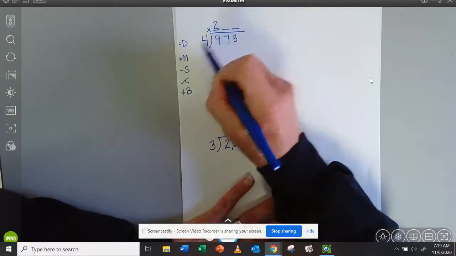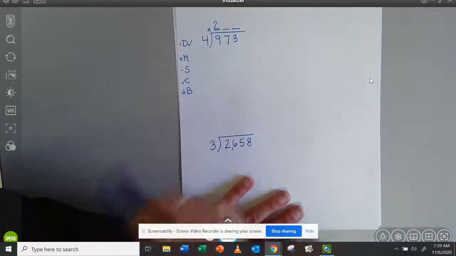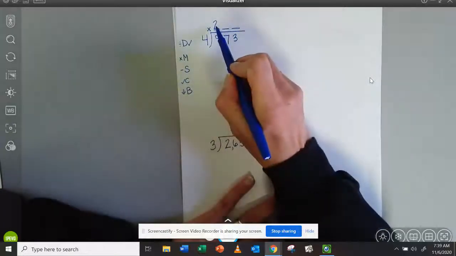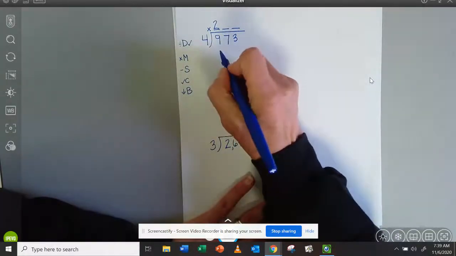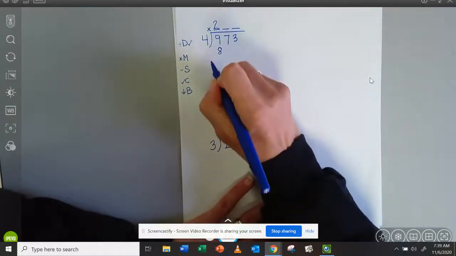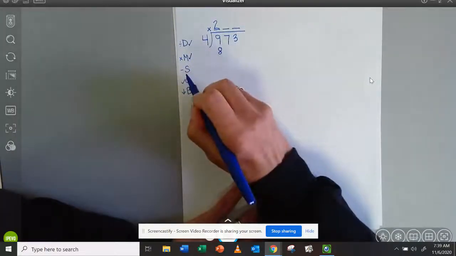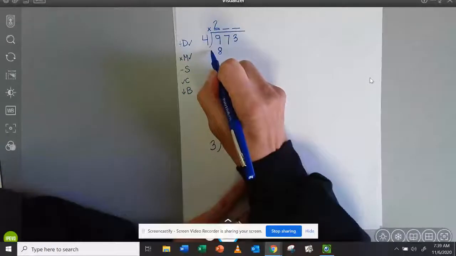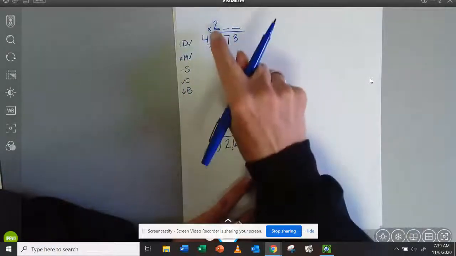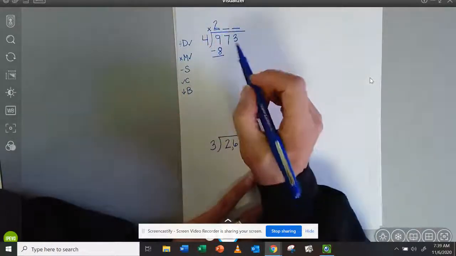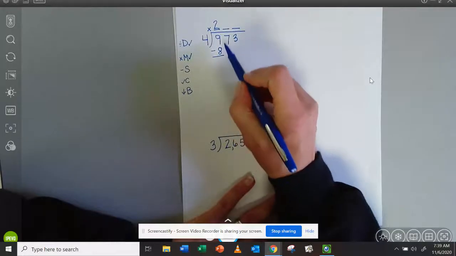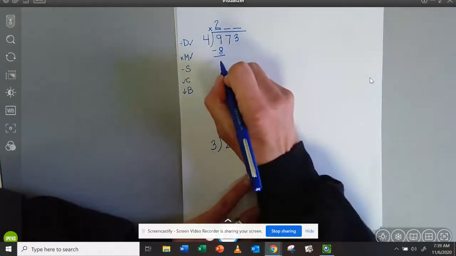So now I check. I did that. Now I'm going to multiply. 2 times 4 is 8. It goes underneath there because I'm setting myself up for subtraction. Now I'm going to subtract the 2 numbers that I just got when I multiplied. So 9 minus 8 is 1.